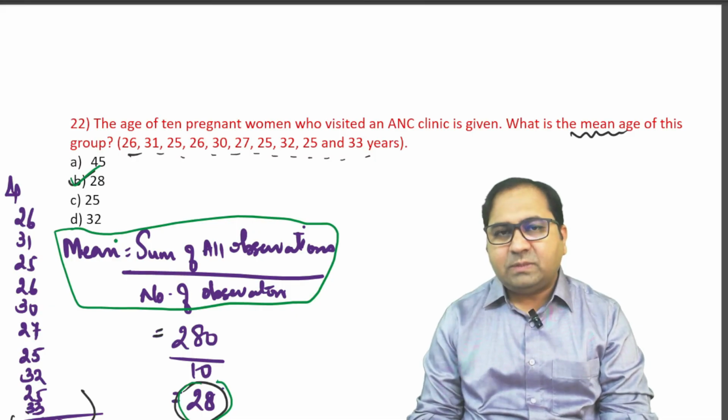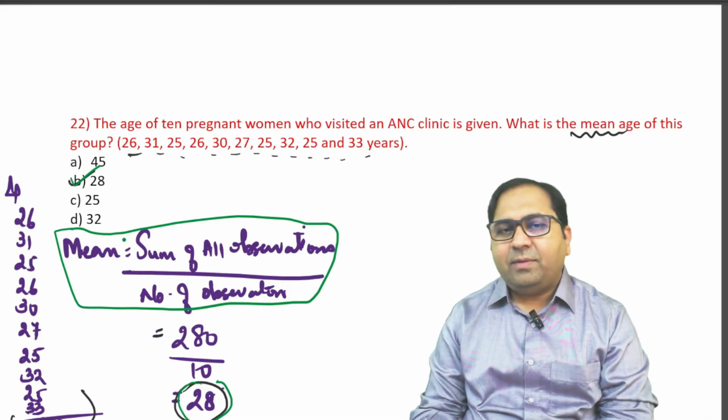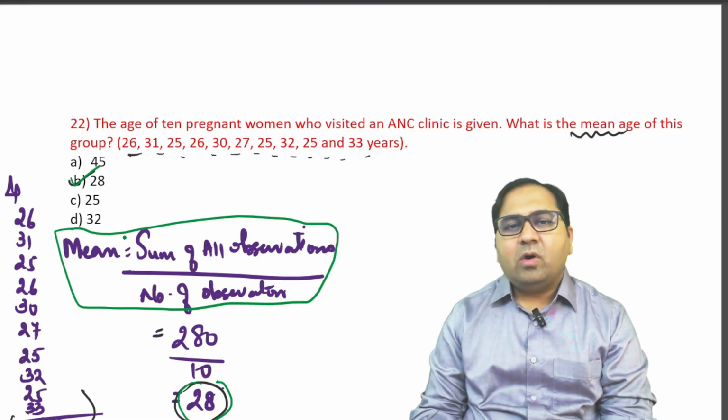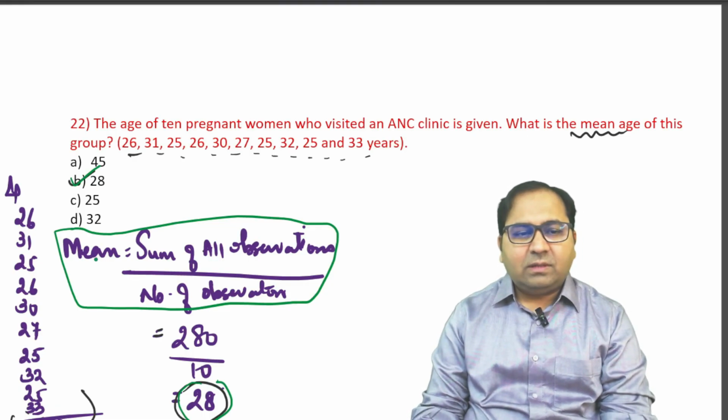From this chapter, you may expect either mean, mode, median, or otherwise they will ask you regarding the interquartile range, or how do you calculate the coefficient of variation. So these are the various questions.